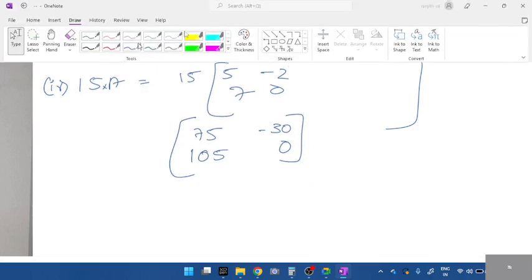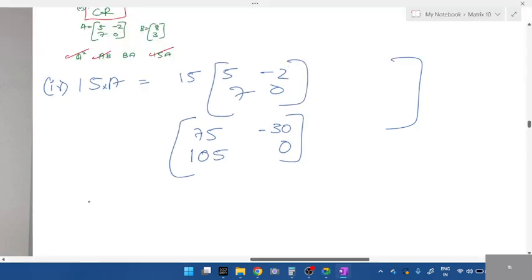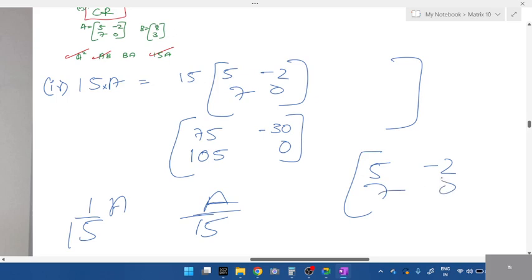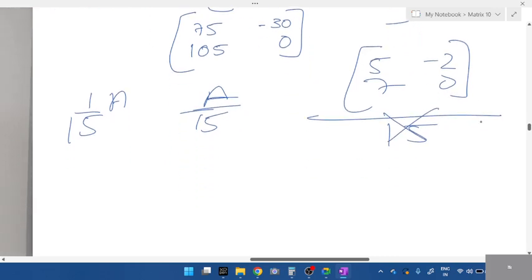Or sometimes they'll ask you division along with this. They'll ask you 1 by 15A or A divided by 15. This is how they'll ask you questions. So A divided by 15: take 15, minus 2, 7, 0 divided by 15. It is not like this. Don't divide it like this. Each and every element should be divided. That's the meaning.